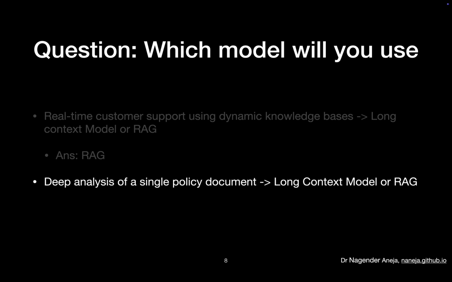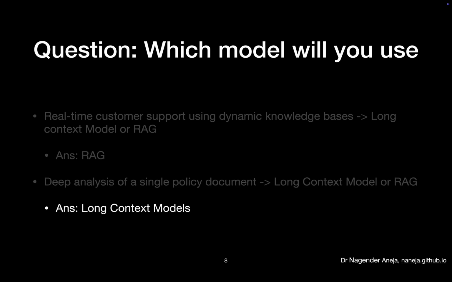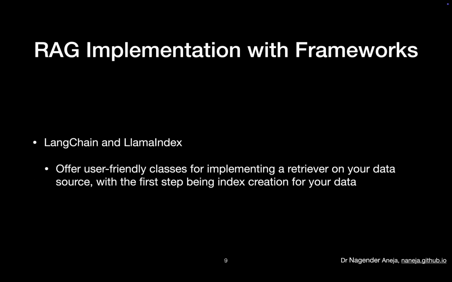Second, let's say that you want a deep analysis of a single policy document. As you see in this question, it's a deep analysis first. Deep analysis means that the language model needs to read or access the complete policy document, and it's a single policy document. Then it's maybe one question, not very frequent, low volume. So all of these things indicate that we can use the long context model instead of RAG. So the answer for this one is the long context model.